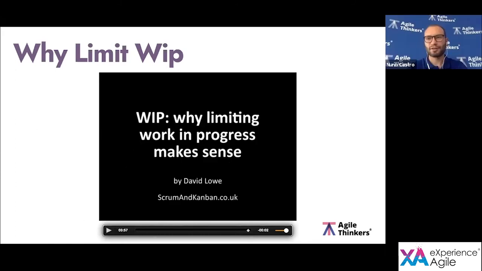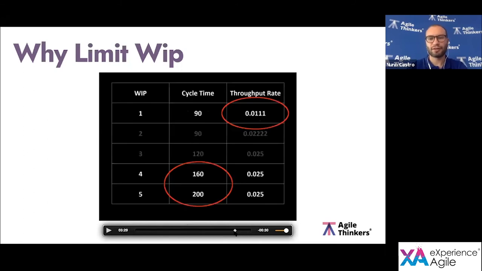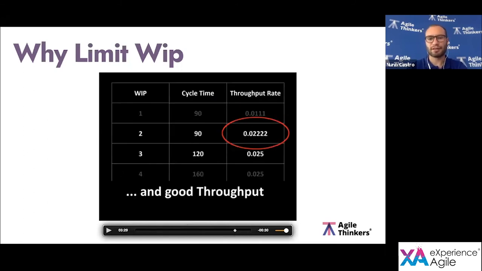Okay, so basically what we can conclude is two or three, actually they are both pretty good, and it will depend on what you are looking for. If you want to deliver a little bit faster but with less throughput, fewer things, you'll go with two. And if you want to deliver a little bit slower cycle time but with more throughput, we'll go with three.